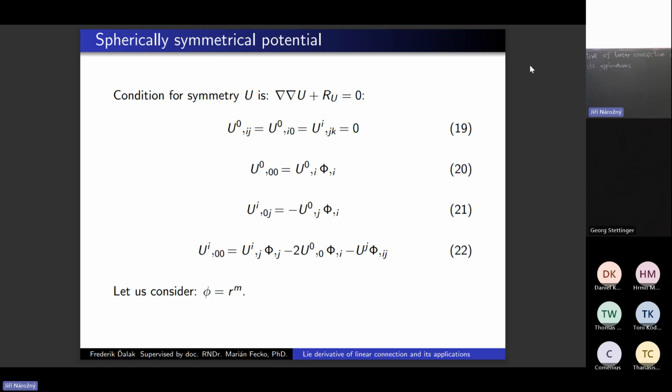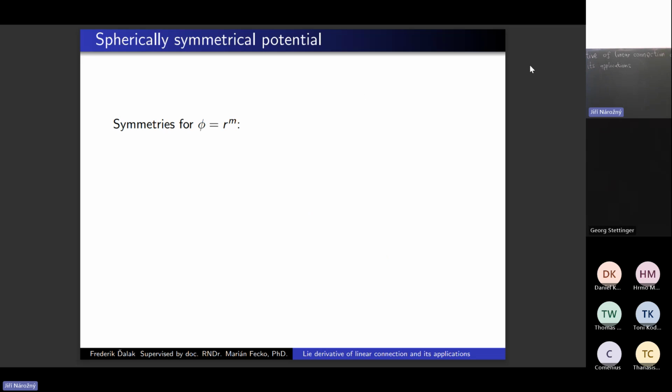We are going to consider a spherically symmetrical potential given just by the mth power of the radial coordinate r. And let us now compute these equations for this gravitational potential and look at the Lie algebra of symmetries for this specific Newton-Cartan connection. First of all, in the Lie algebra of symmetries, we are going to find the vector partial t, which obviously generates the time translations, which is a very predictable outcome because we are considering a time independent potential, so you can freely move the solutions of trajectories in time.